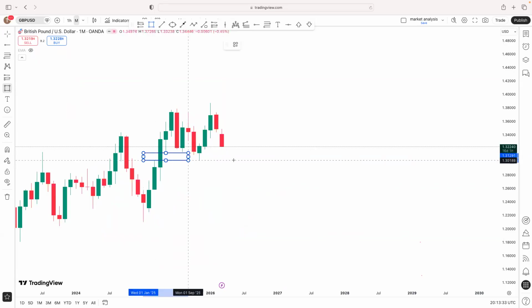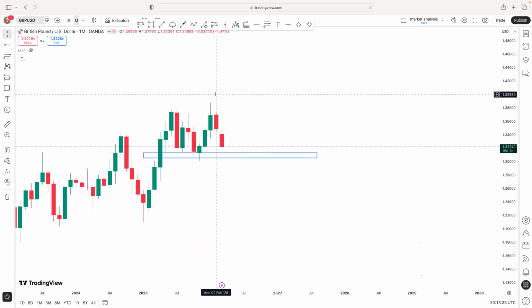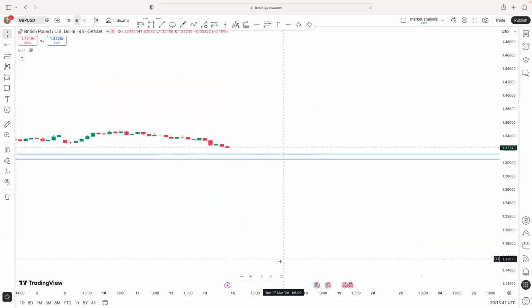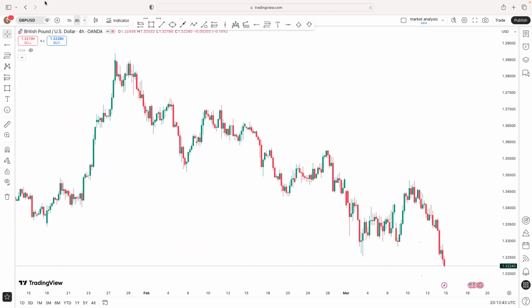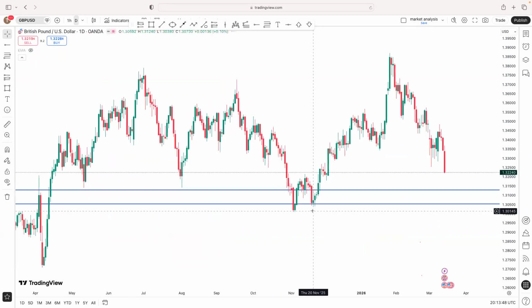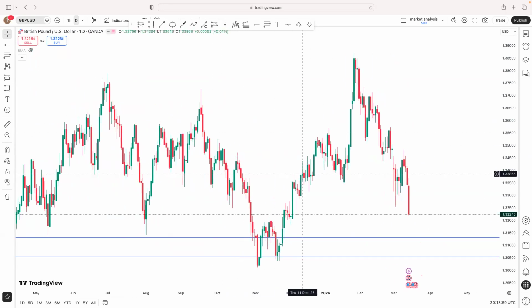So this is the neckline, right? We want the market to trade out of this, and then we're going to drop down to H4. So when you come into H4, well, no, we're not on H4, we're on daily. Okay. So when we come back into the daily time frame, right?